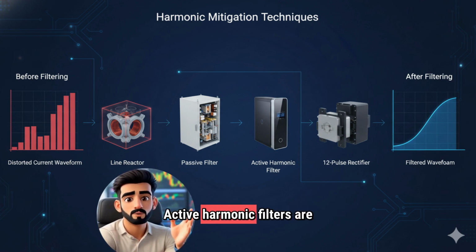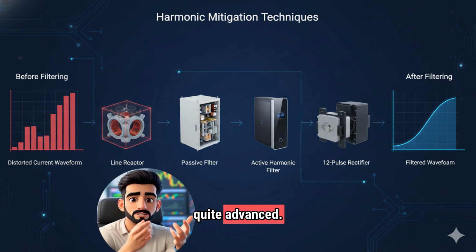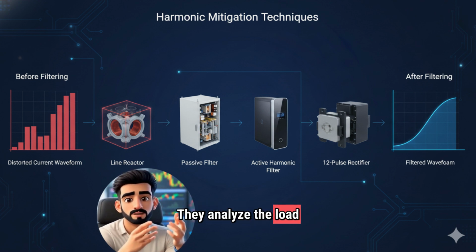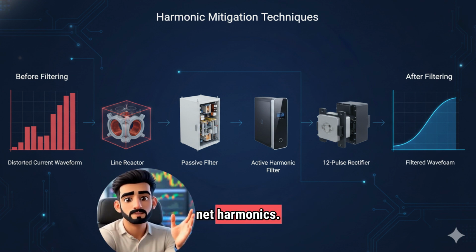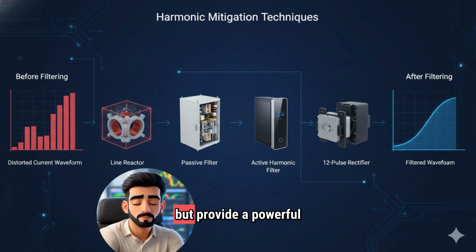Active harmonic filters are quite advanced. They analyze the load current in real time and inject opposite harmonic currents, cancelling out the net harmonics. They are more costly, but provide a powerful solution for large plants.